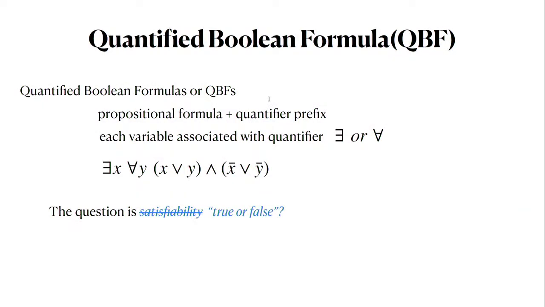So now moving to quantified Boolean formulas. What is quantified? A quantified Boolean formula is basically just a formula plus a quantifier prefix. What do I mean by a quantifier prefix? Earlier there was just there exists. Now we have the notion of for all. So we have two possible options, and for each variable in my formula I assign it either to be there exists or for all. So I ask the question, there exists x, for all y, is (x or y) and (x bar or y bar)? So now the question is not satisfiability anymore. The question is, is this formula true or false?